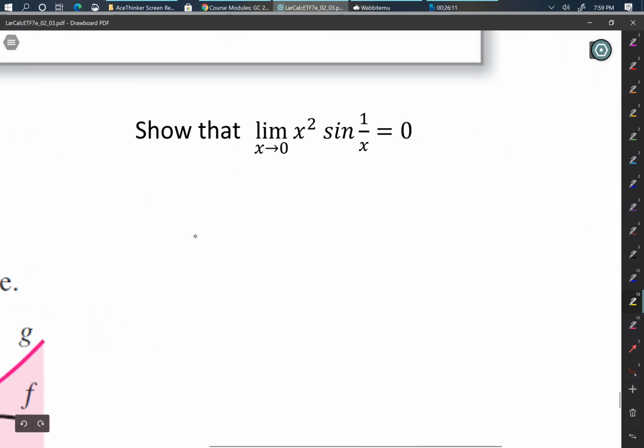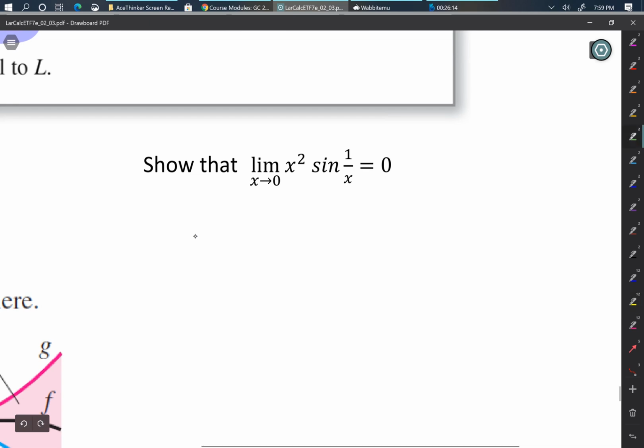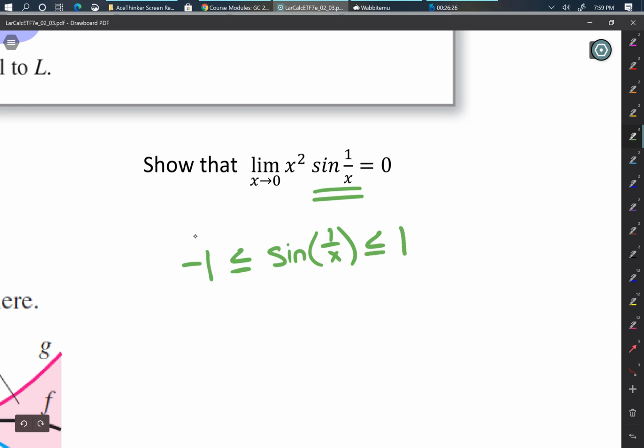And the way that I'm going to do that is I'm going to use a known property of the sine function. That for all x, an element of the real numbers, except for 0, because you can't do 1 divided by 0, the sine of 1 divided by x is going to be a number somewhere between -1 and +1.